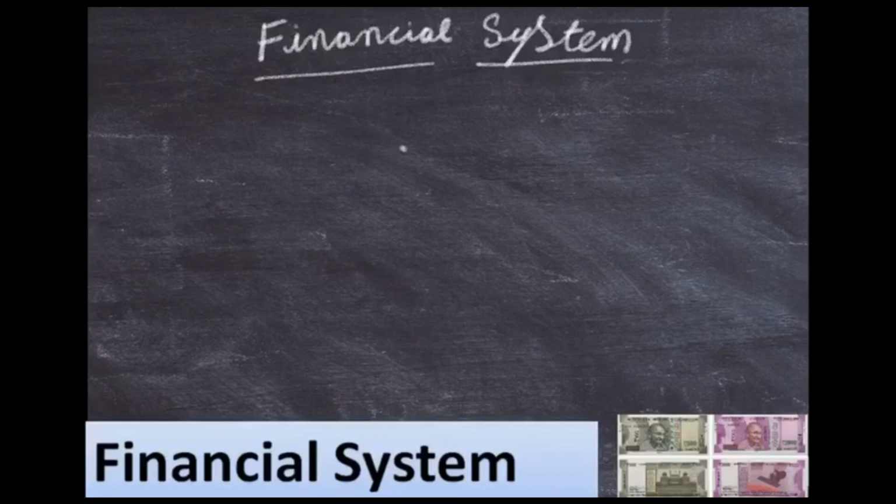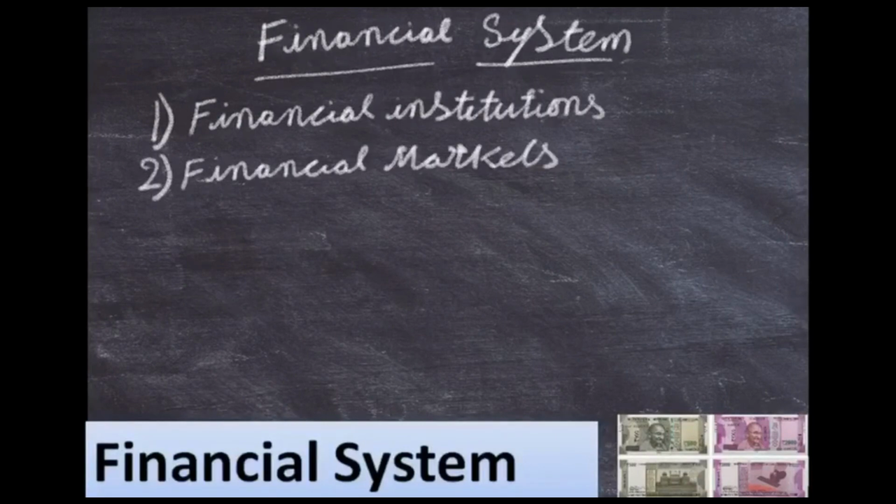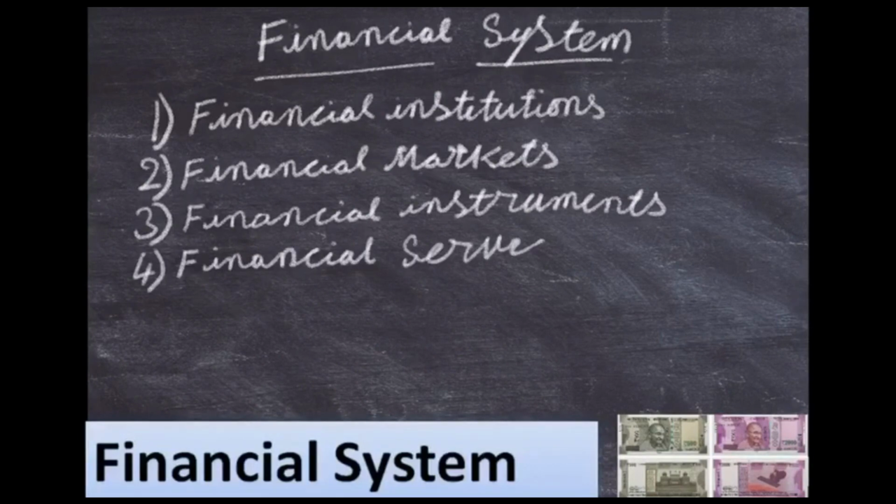And the financial system has four components. The first one is financial institutions. The second one is financial markets. Third one is financial instruments. And the last one is financial services.